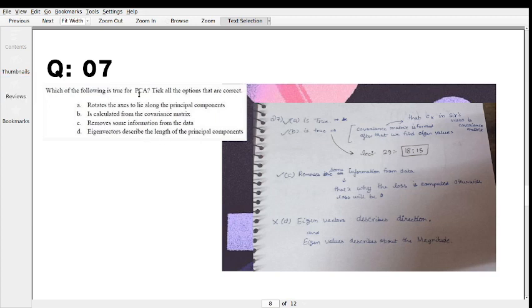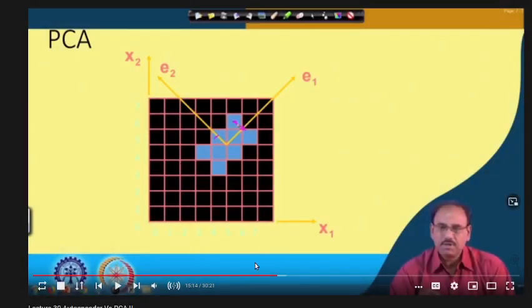Which of the following is true for PCA? Tick all the options that are correct. Option A says it rotates the axis along with the principal components. Yes, for this I will show you one more video. Over here you can see that the original coordinate was this, and then two principal components were found, E1 and E2, using the PCA formula.